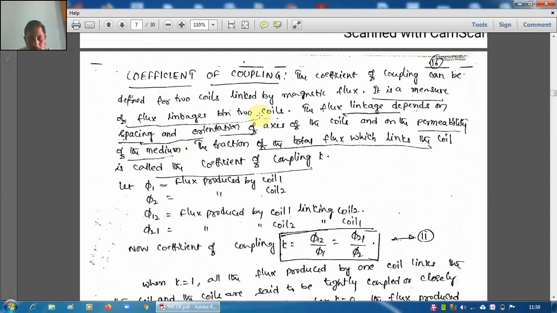Now, coefficient of coupling. We said that some amount of flux produced by coil 1 is linking coil 2.